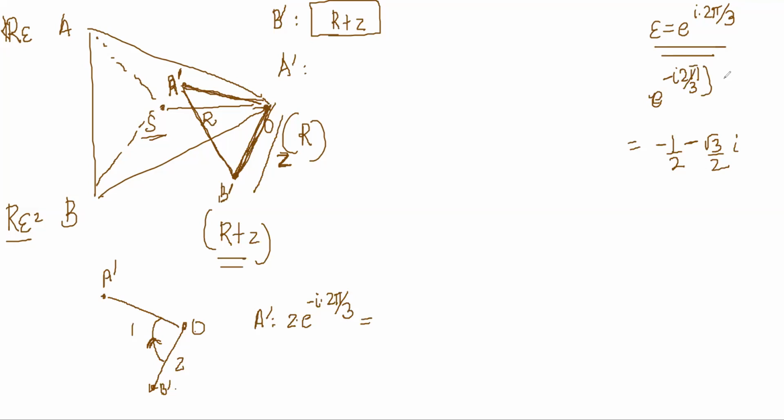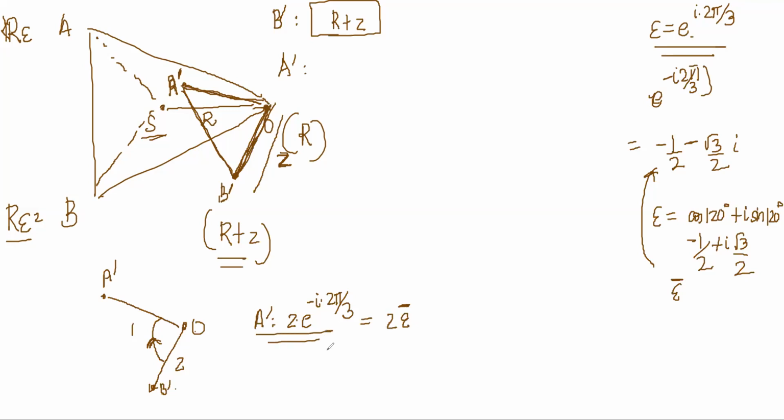And this one, epsilon was what? Cos 120 plus i sine 120, right? That was minus half plus i root 3 by 2. So basically it's like epsilon conjugate, no? This is just epsilon conjugate, right? Yes, sir. So this is Z epsilon conjugate. This is A dash, right? Yes. So A dash is Z epsilon conjugate, but that is measured from O.